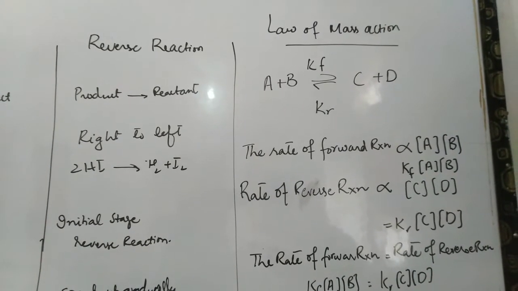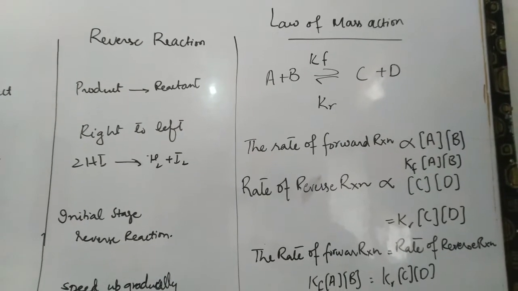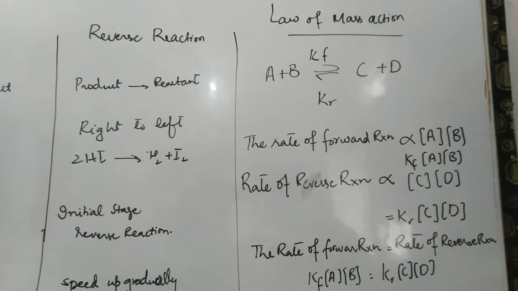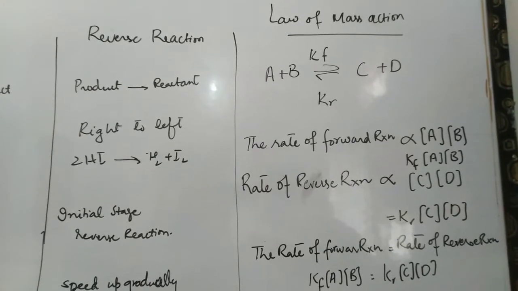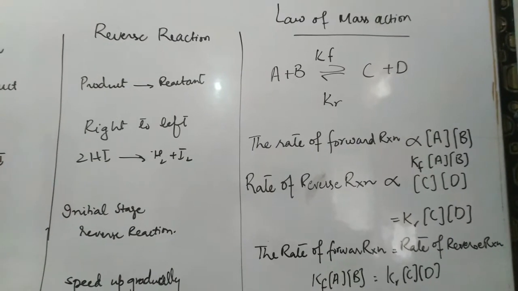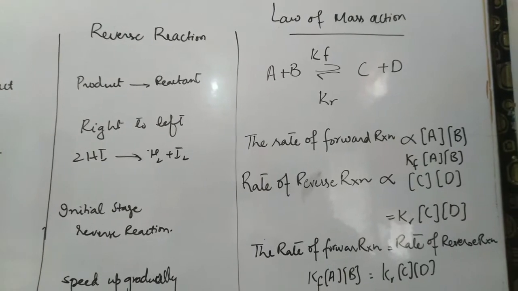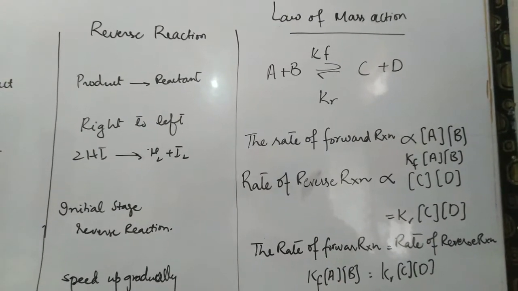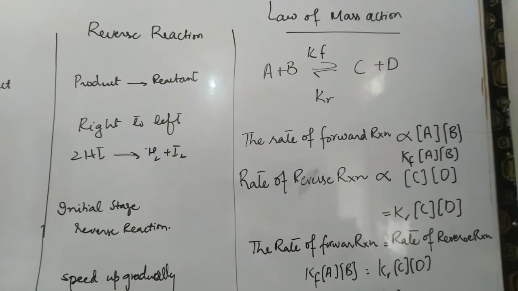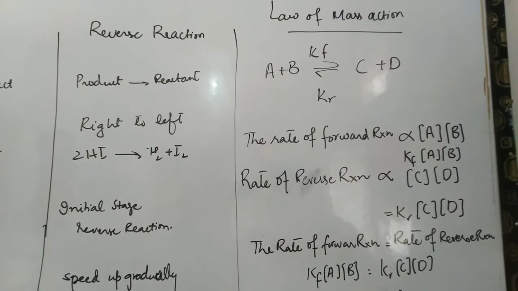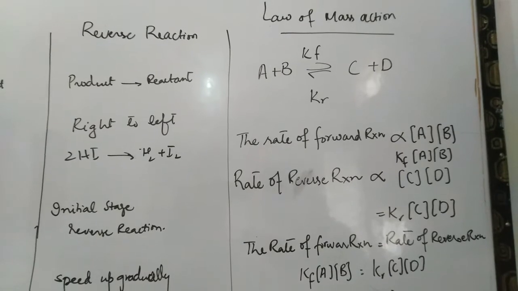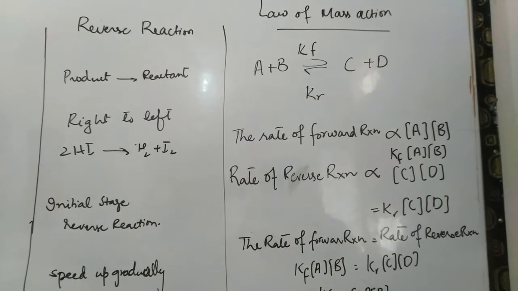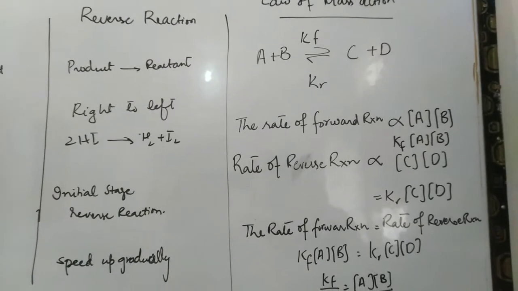According to the law of mass action, the amount of reactant and the amount of product should always be equal. But sometimes we observe that the amount of reactants is more and the product is less, or the amount of product is more and the amount of reactant is less. These are all human errors. But if we do a reaction in a closed system, the amount of product and reactant could never change.